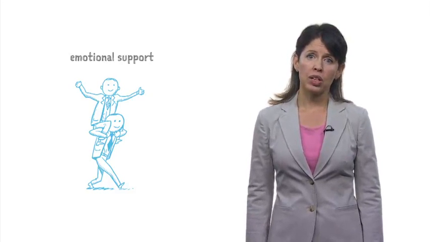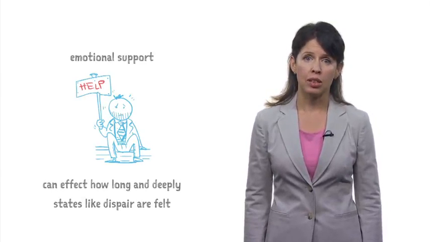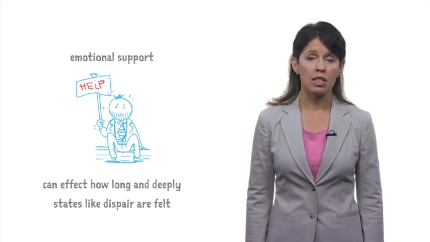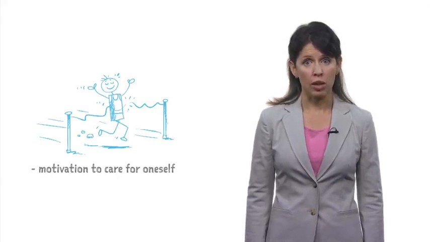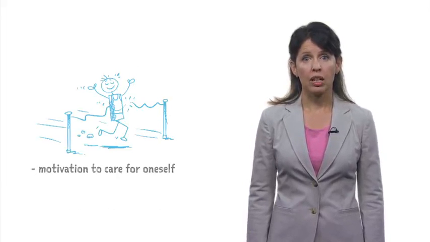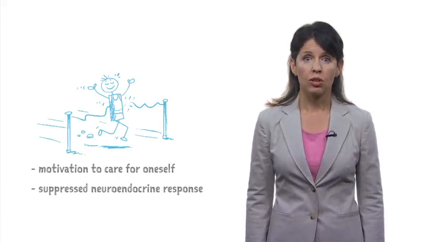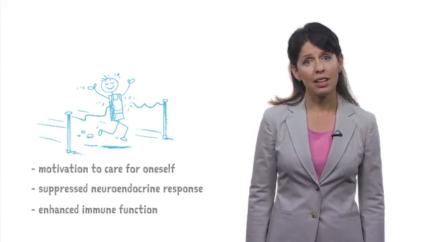Positive emotional support can help people to regulate how long they feel and how deeply they feel affective states like despair. This results in greater motivation to care for oneself and results in suppressed neuroendocrine response as well as enhanced immune function. The belief that others will provide necessary resources can also bolster one's ability to cope with life's challenges, which can lower their stress.